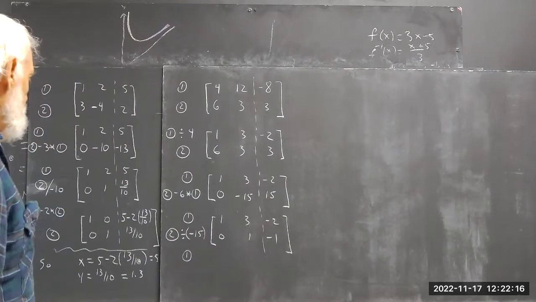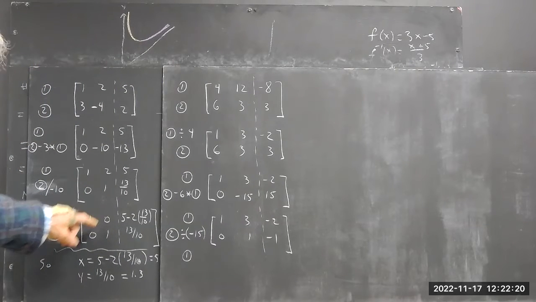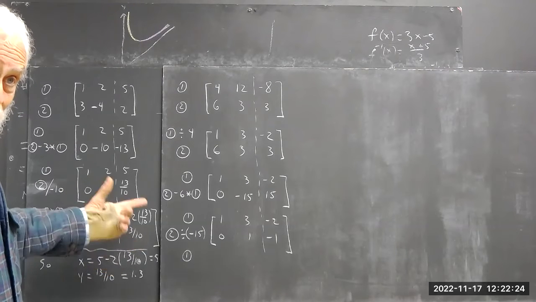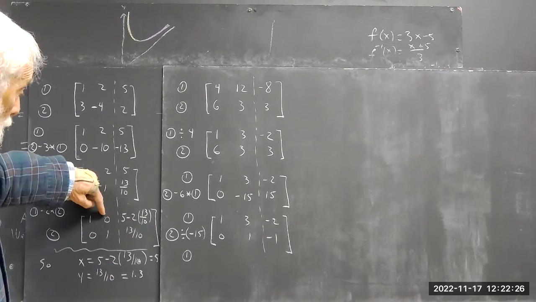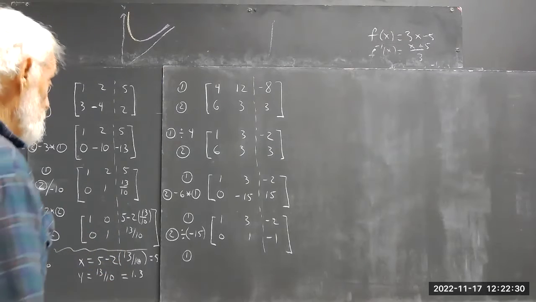Then, what do I want? Well, I want a 0 here. Because what I want to get is 1, 0, 0, 1. That means x equals, y equals. First equation, no y is left. Second equation, no x is left. So I have my solution.